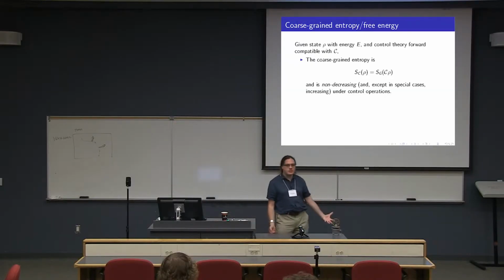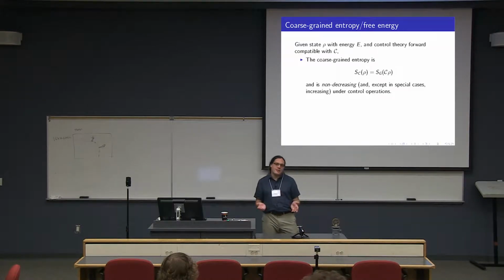Why does that matter? Well, the coarse-grained entropy, given the way we've set all this up, is non-decreasing under control operations. The fine-grained entropy, remember, is invariant under control operations. But given the way we've structured it, the coarse-grained entropy is never going to go down under control operations, and except in special cases, it's actually going to go up under control operations.